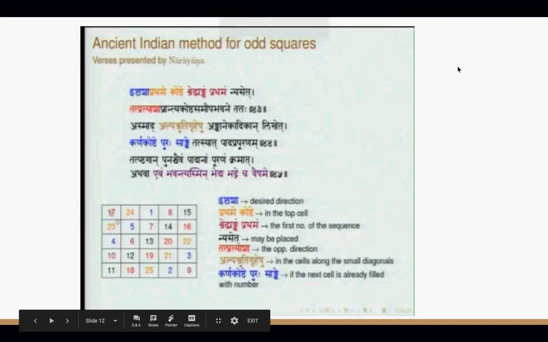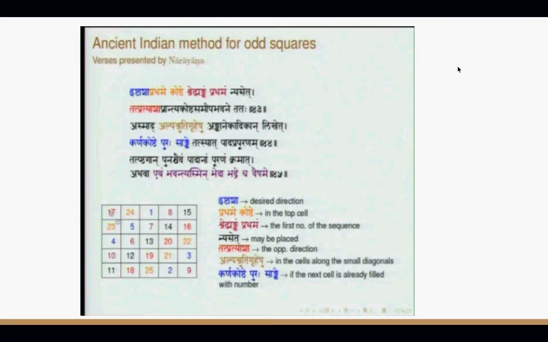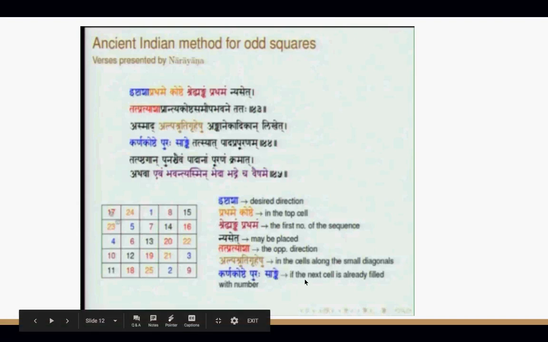Now I'll talk about the odd magic squares. So this is the slope for the odd magic square. But I will not be showing this, because I'll be explaining how to do it, and I'll just tell you the characteristics. So this means the desired direction in the top cell. The first number of the sequence may be placed in the opposite direction in the cell along the small diagonals, if the next cell is already filled with numbers.